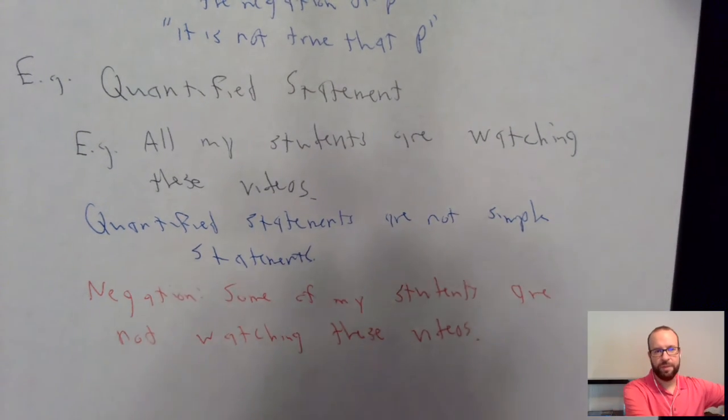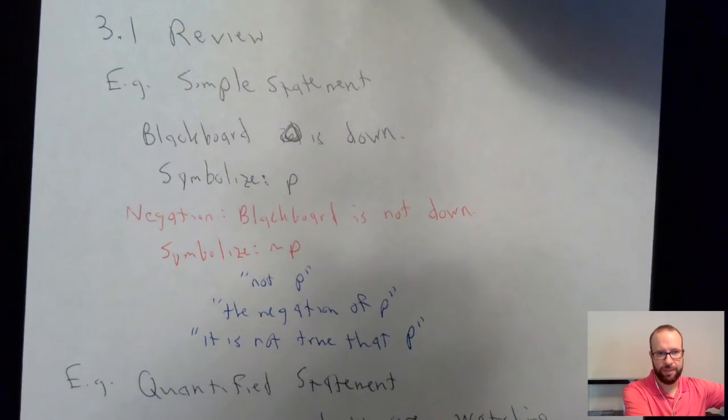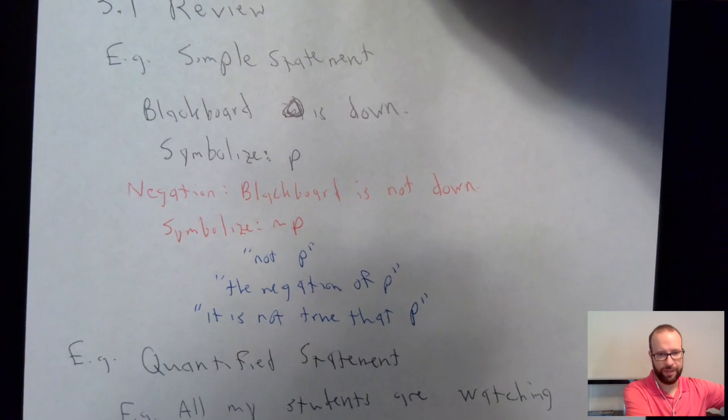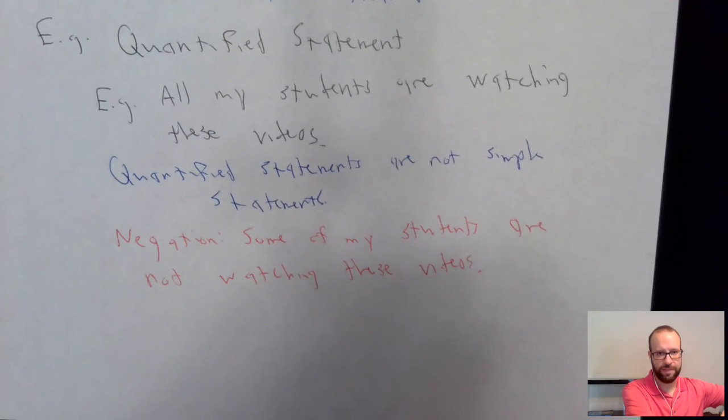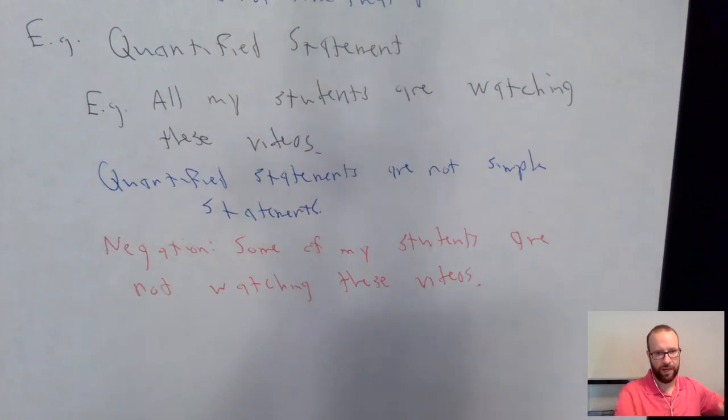Okay, those are the big things we learned last time. A statement, how to symbolize a simple statement, how to negate them, and then quantified statements, what they are and how we negate those.